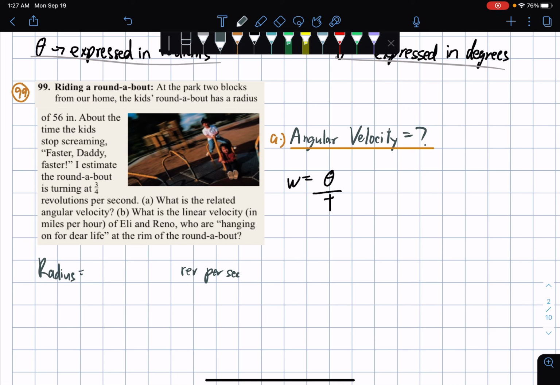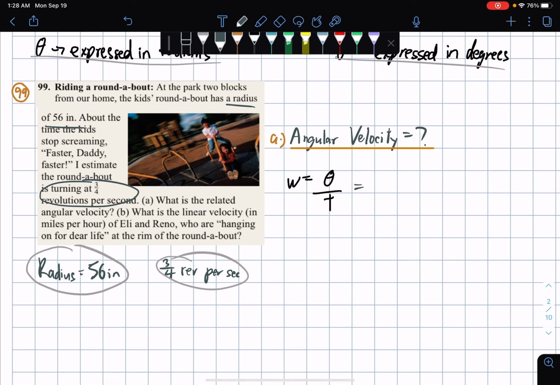Before that though, you'll have to read this. Basically, the radius is 56 inches, as seen here, and the roundabout is turning at 3 over 4 revolutions per second. So 3 over 4 rev per second. These are the given. I think these are enough to find the angular velocity. Angular velocity is 3 over 4 times revolution.